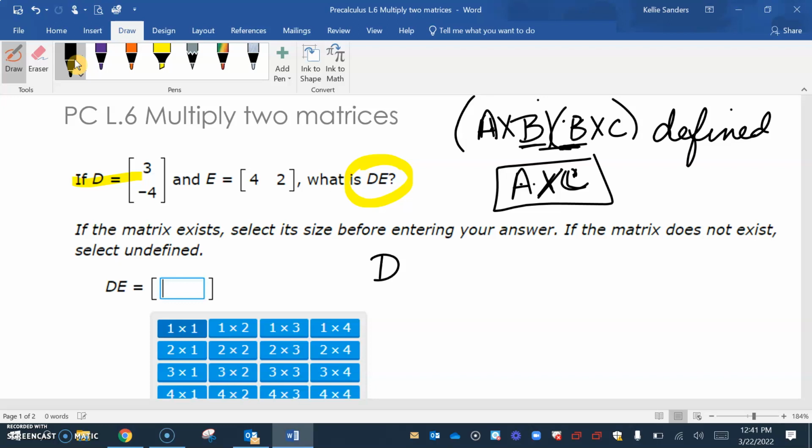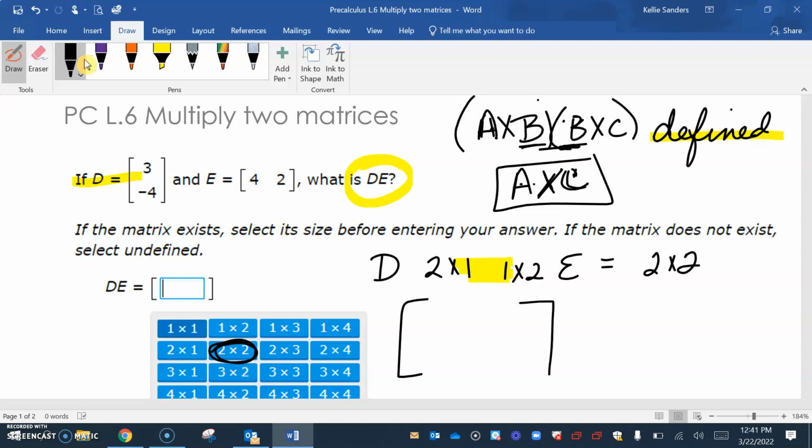The size of D is a 2 by 1, and the size of E is a 1 by 2. Since these numbers are the same, it is defined, and the size of the answer is going to be a 2 by 2. So we would push the 2 by 2 button, and it's going to give us this with 4 boxes to fill in.